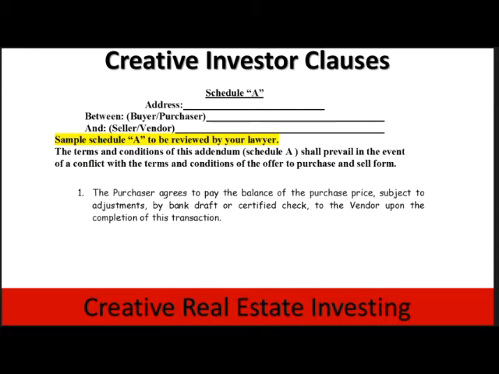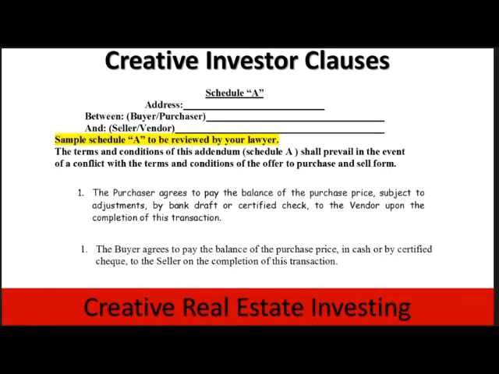So, as we mentioned earlier in the previous lesson, the purchaser agrees to pay the balance of the purchase price subject to adjustments by bank draft or certified check to the vendor upon completion of this transaction. Again, no mention of cash because cash is not acceptable in large transactions like this anymore. But this is typically always the first clause in the Schedule A. What I suggest doing is simplifying it by simply putting in: the buyer agrees to pay the balance of the purchase price in cash or by certified check to the seller on the completion of this transaction.